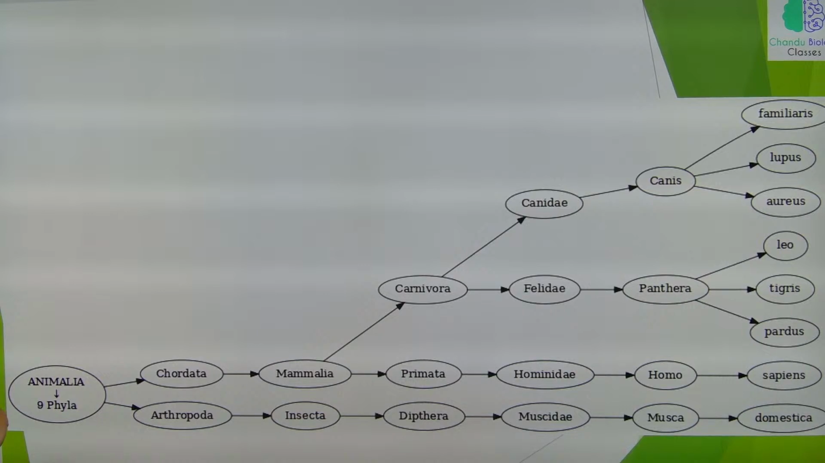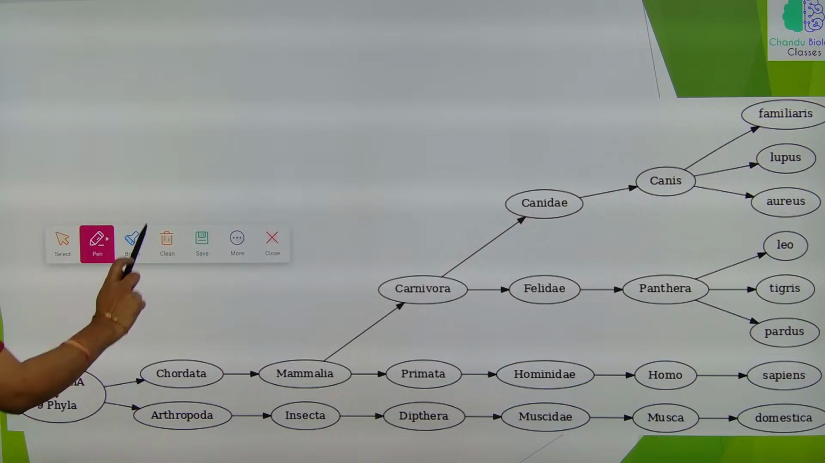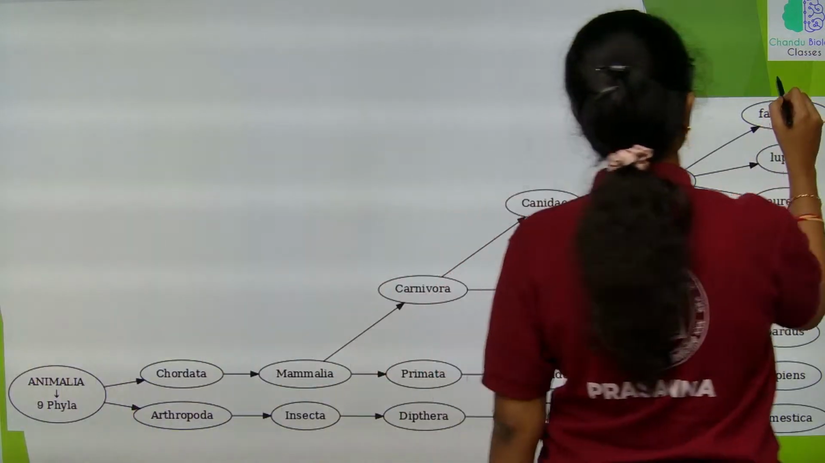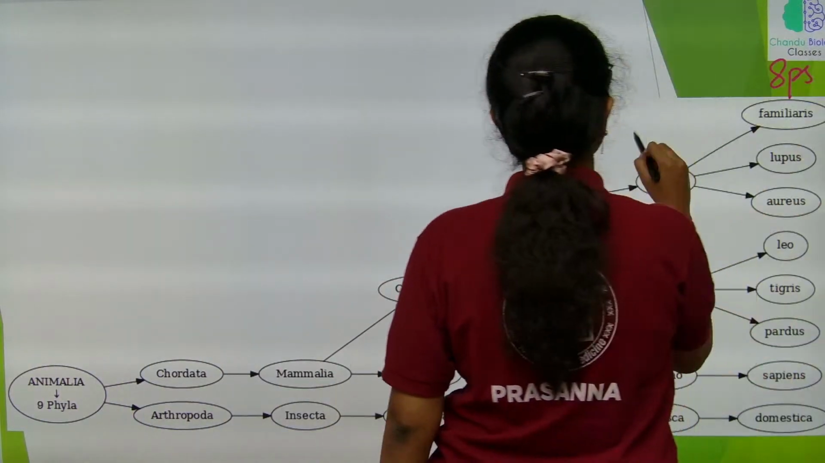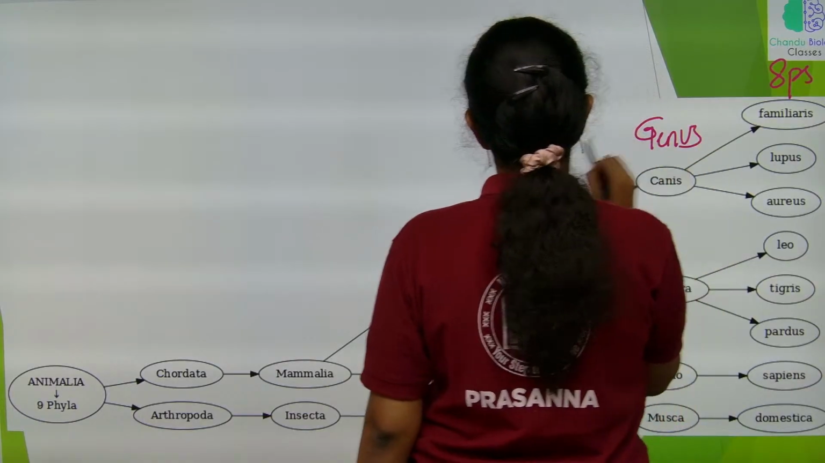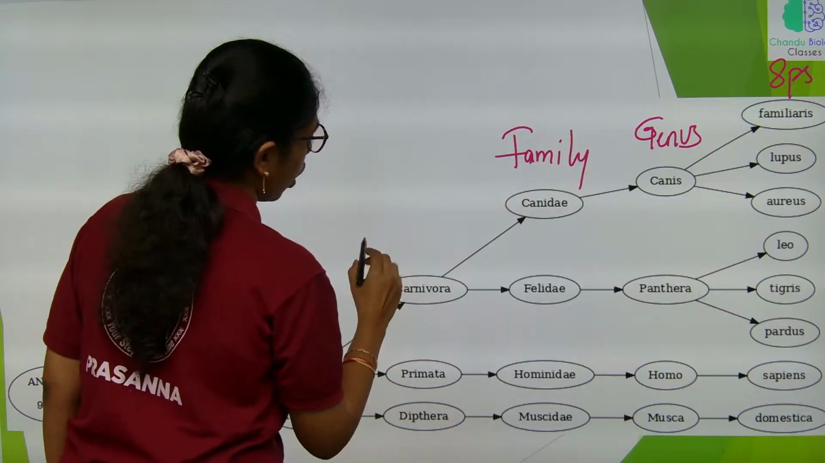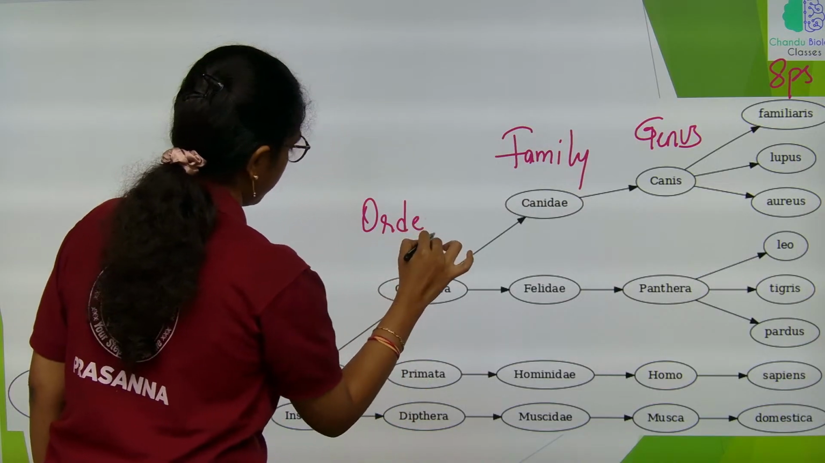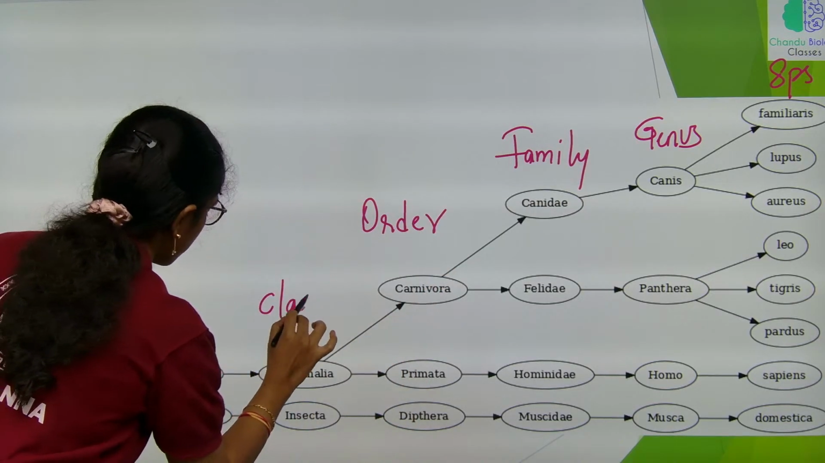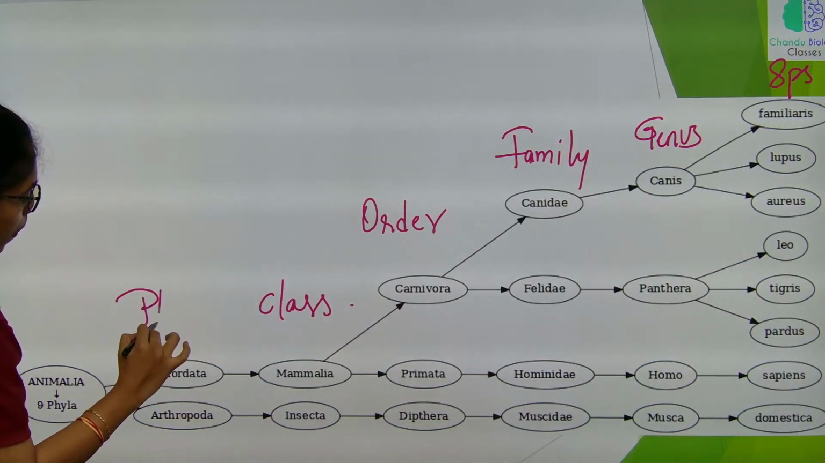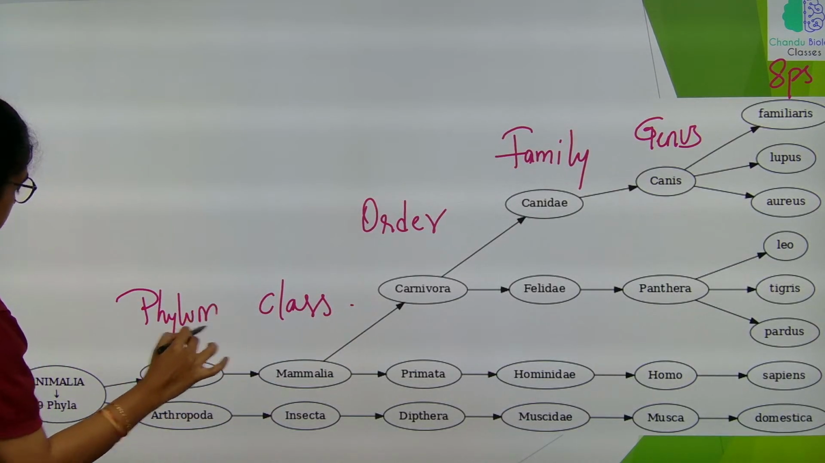Next, this is for Animalia, only Animalia. Again 7 obligate categories: species, genus, family, order, class, phylum.